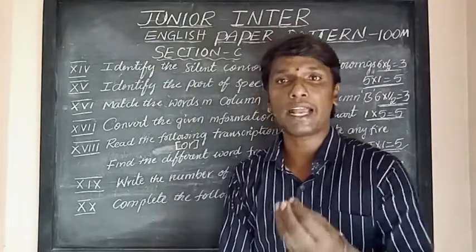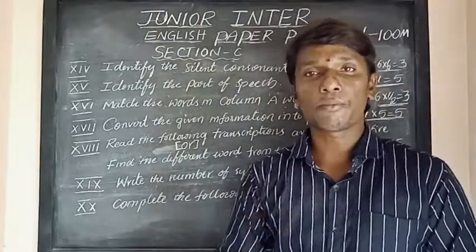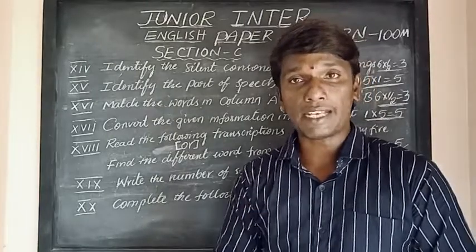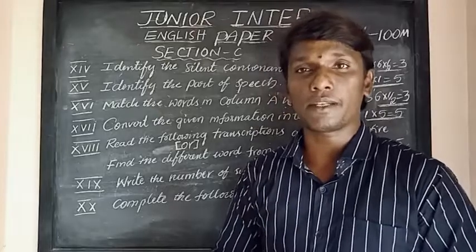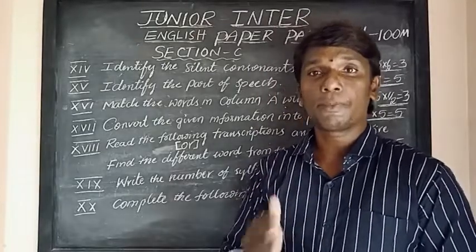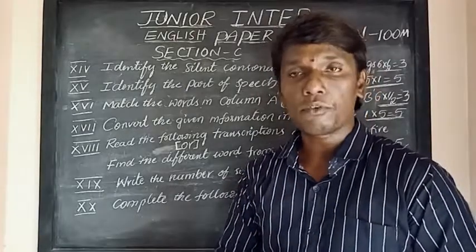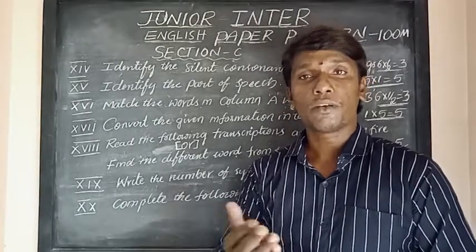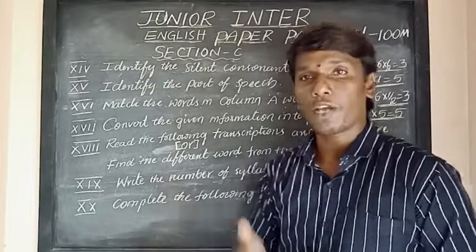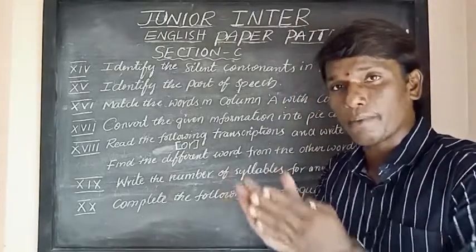If the word has 1 syllable, that is a monosyllabic word. If the word has 2 syllables, that is a disyllabic word. If the word has 3 syllables, that is a trisyllabic word. If the word has 4 syllables, that is a tetrasyllabic word. More than 5, pentasyllabic words. So like that, you have to identify how many syllables are there.